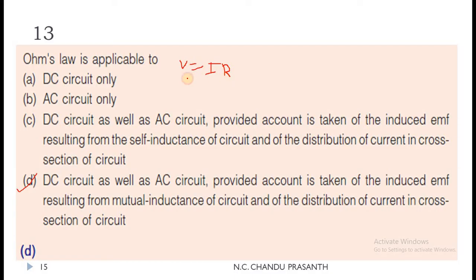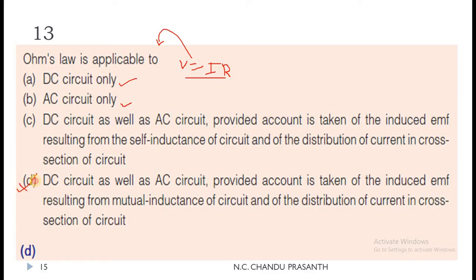Current increases linearly with the voltage. It is Ohm's law. The formula is V equals IR. Option A: it is applicable to only DC circuit. Option B, AC circuit only. Option C, DC circuit as well as AC circuit, provided account is taken of the induced EMF resulting from the self-inductance of circuit and of the distribution of current in cross section of the circuit. And option D is DC circuit as well as AC circuit, provided account is taken of the induced EMF resulting from mutual inductions of the circuit and of the distribution of current in cross section of the circuit.